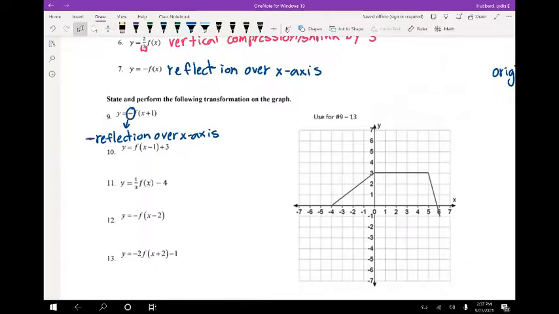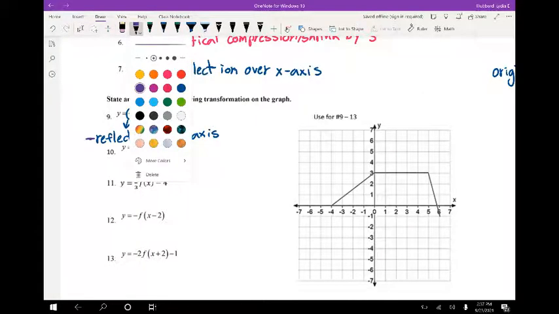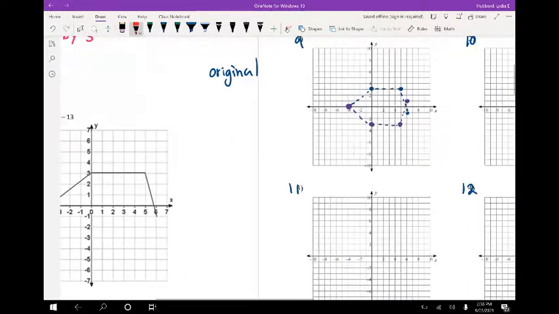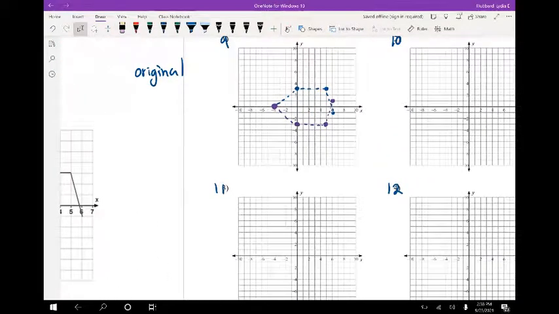And I'm going to see what other transformations I have. So my next transformation, which looks like the last one, we have it in the parentheses. So that means we're going left or right. And we need to remember from the very beginning that when it's in the parentheses, it's the opposite of what we think. So this is a horizontal shift, and we're going to the left one, right? It's positive, so we would initially think we're going to the right one, but in fact, we're actually going to the left one, because it's the opposite of what we think. So I'm going to take that graph that I just reflected, and I'm going to move all of those points to the left one.